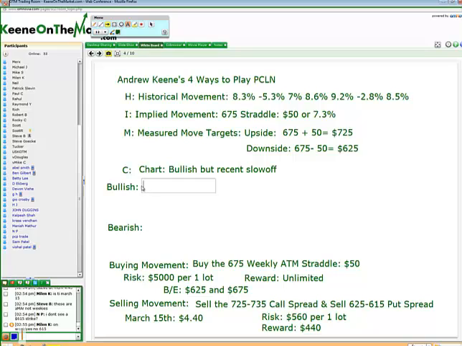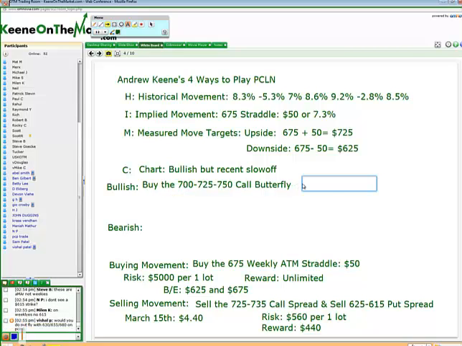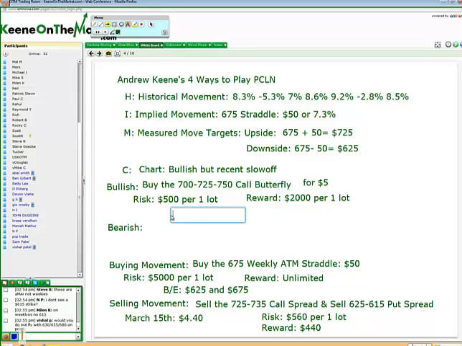If you guys want to help me with these real quick, if I was bullish, I would buy the 700, 705, 725, 750 call butterfly, always selling the measured move target. And I probably could do this for around $5, right? So on this trade, I'd be risking $500 per one lot. My reward on this trade would be $2,000 per one lot. I just made up that price, but it sounds about right. My break even is going to be $705 and $745.